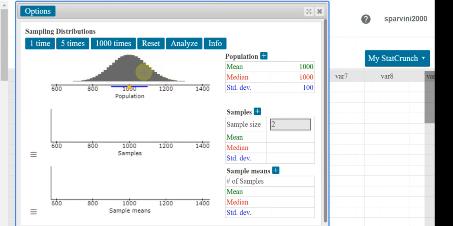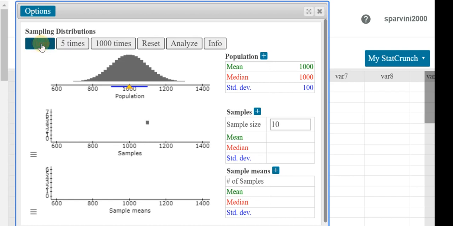So in the field that I'm going to use, this is what the distribution looks like. The mean is 1,000, deviation of 100. So let's take a sample of size 10 again from this population. I'm going to do it one time so you can see how the scores are selected from this population.